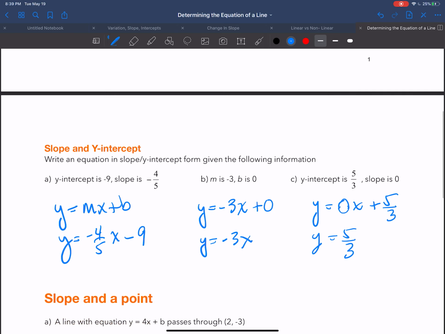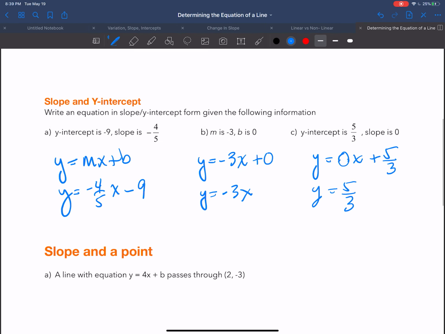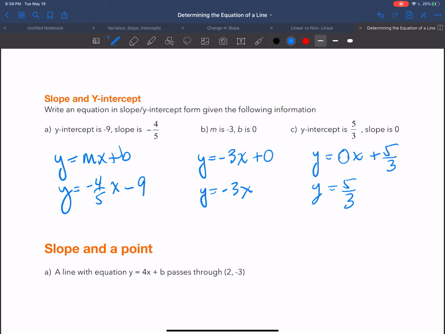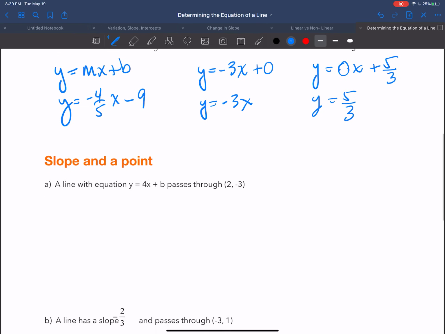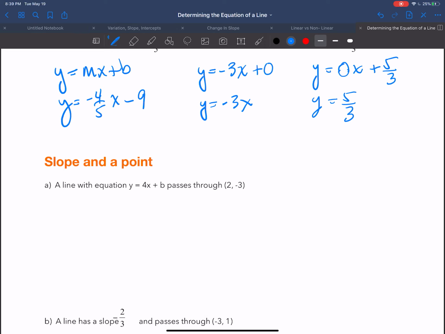Now the rest of them are just going to be doing the same thing, just we need to do a step before that to figure out what m is or what b is. So let's say we have the slope and a point. So in the equation y equals mx plus b, I know that m, or the slope, is 4. But they tell me that it passes through 2, negative 3. So remember, this is telling me an x and a y in my equation. It goes through that point. So I know that x is equal to 2 and y is equal to negative 3.